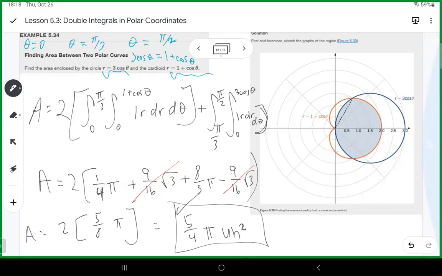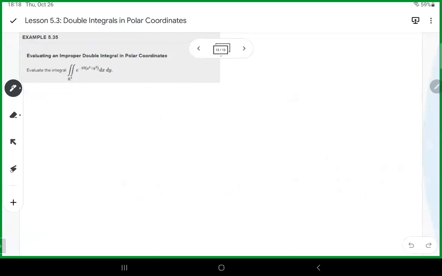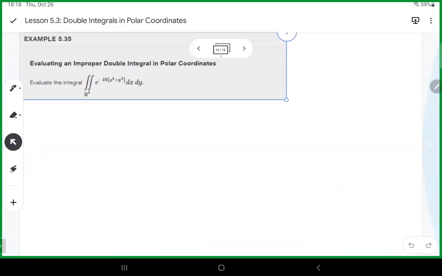All right. Last example for this part, and then we'll see how long the next section is.